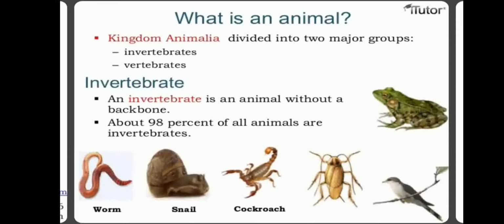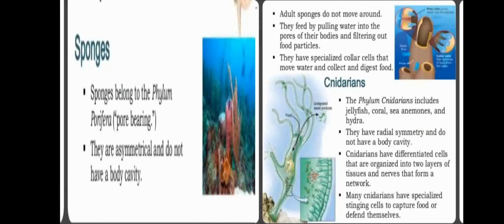And vertebrates are those which have a vertebral column, that means which have their backbone. And they are further categorized into 5 classes. So let us discuss the phyla. First is phylum Porifera.